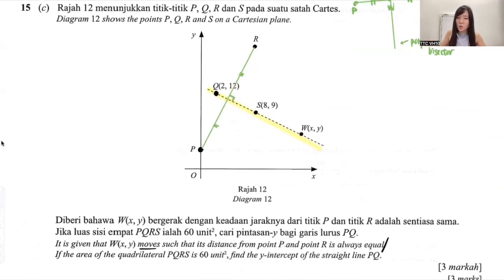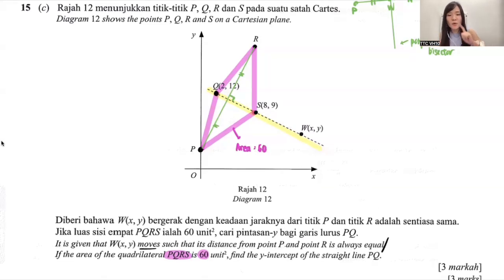Next, if the area of the quadrilateral PQRS is 60. So guys, quadrilateral area PQRS is 60. PQRS, this pink color one, okay? The area is 60. Now find the y-intercept of the straight line PQ. So guys, y-intercept of the straight line PQ, actually you look at PQ, isn't it PQ y-intercept is exactly this point. So this y-intercept, let's call it C.